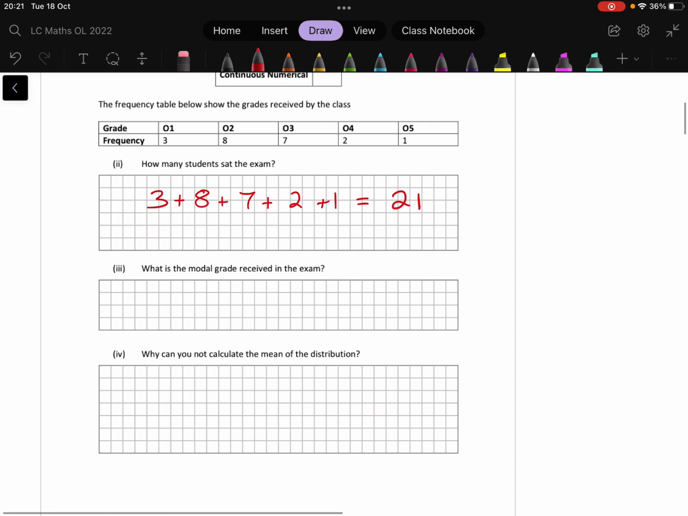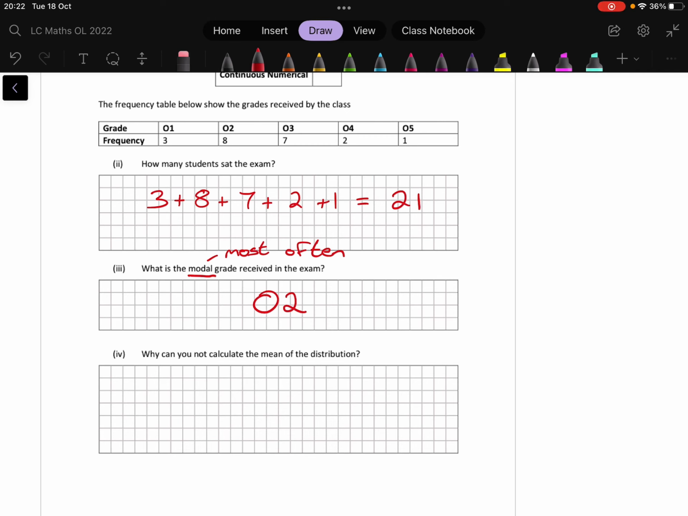Part 3 asks us to look at the modal grade received in the exam. We have to remember that the modal grade is the grade that comes up the most often. That word mode is most often, or the most common. So we look at our frequency table and we see which of those grades comes up the most often, and we can see there that it is O2.